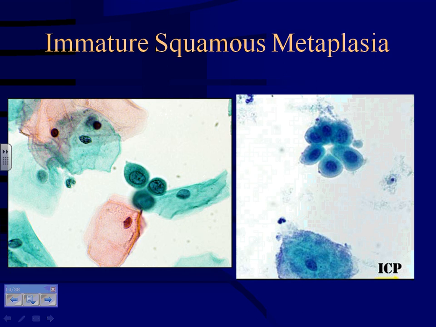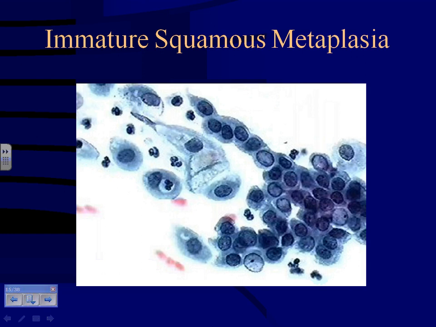And as these cells start to become more mature, they get a little bit more cytoplasm, a little bit more squamous appearance to the cytoplasm, and that's what makes them more mature squamous metaplastic cells. So I think that you guys should actually be able to distinguish immature from mature squamous metaplasia, don't you? Yeah, I know.